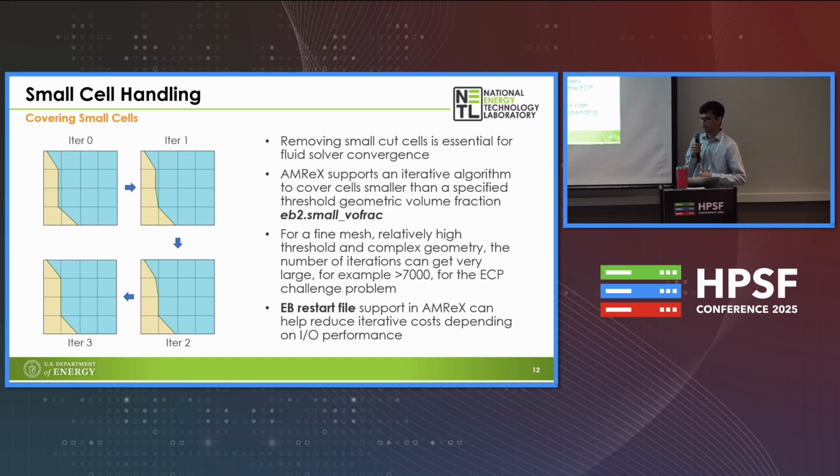One thing is, as the mesh gets finer and the threshold gets higher, especially for more complex geometries, the number of iterations can get very large. So one way to help with the startup costs is to use EB restart files, which is also supported in AMReX. That way we can just regenerate the geometry from the files that we've written out.